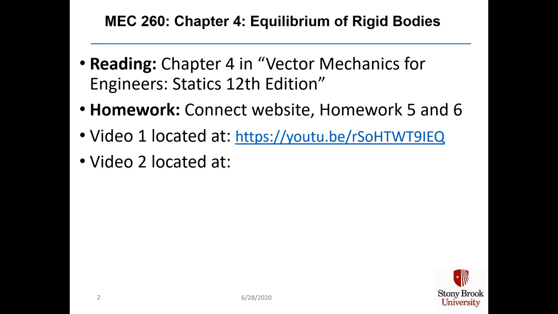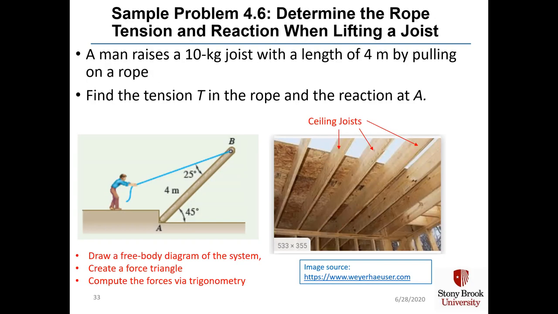Welcome to Chapter 4, Part 2 of our course on Engineering Statics, MEC 260. We're going to pick up this discussion where we left off at the end of Part 1. We'll review Sample Problem 4.6, determine the rope tension and reaction when lifting a joist.